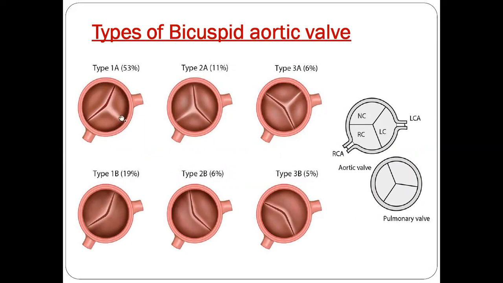Coming to type A, this is type A. This remnant, which is left after the fusion of two coronary cusps, is known as the raphe, which is seen in all these type A lesions, and the absence of the raphe is seen in type B lesions.